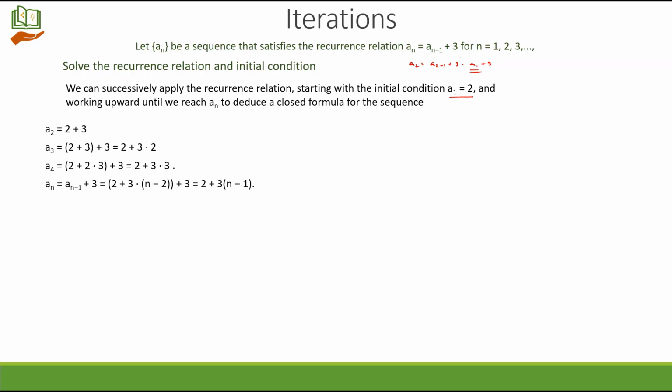Let's take a2. a2 means we have to go with a1 plus 3. So what is a1 plus 3? It is 2 plus 3. They have given the initial condition here. When you go to a3, it is a2 plus 3. So this is a2, this is plus 3.